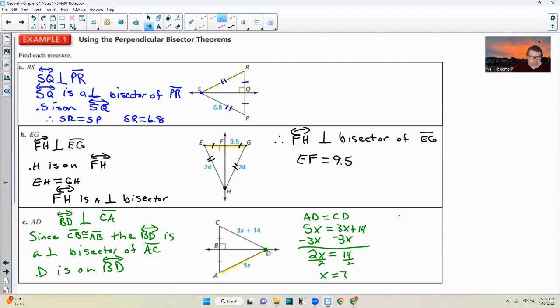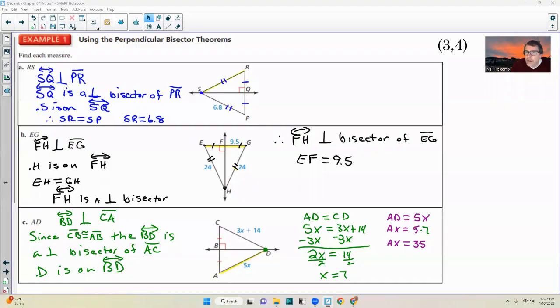So it's asking how long AD is, so you have to answer the question. Remember, in geometry, you don't always get the answer that's being asked in the value of a variable. We want to know how long AD is, and AD is 5x. So AD equals 5 times our x, which was 7. Therefore, the length of AD is 35. And 7 times 3 is 21, plus 14 is also 35, to check. Okay, so there's example 1. So now you should be able to do problem numbers 3 and 4 from the problem set.